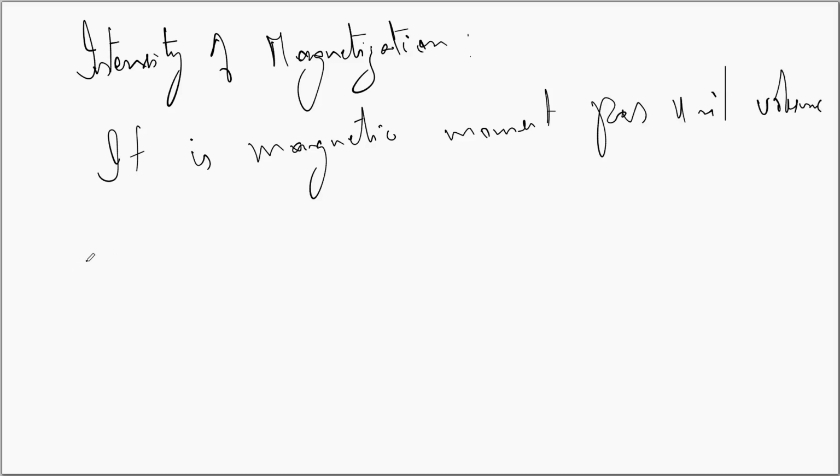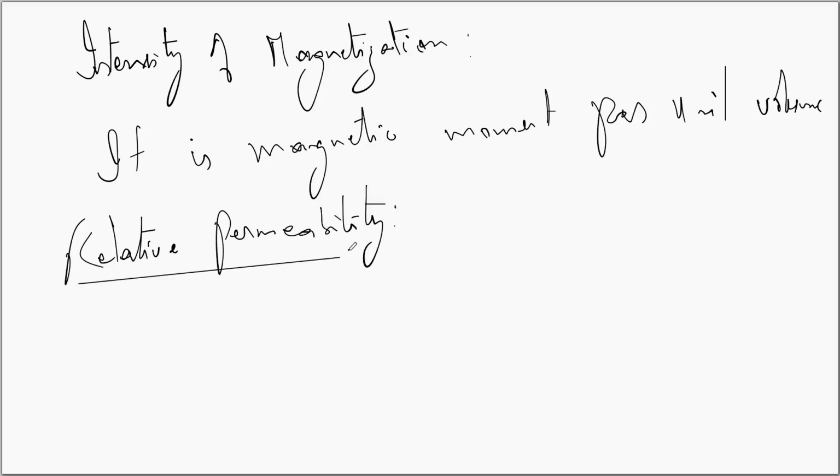Relative permeability. The ratio of flux density produced in a material to the flux density produced in vacuum by the same magnetizing force is called relative permeability. So we are comparing the flux density produced in a medium to the flux density that is produced in vacuum.